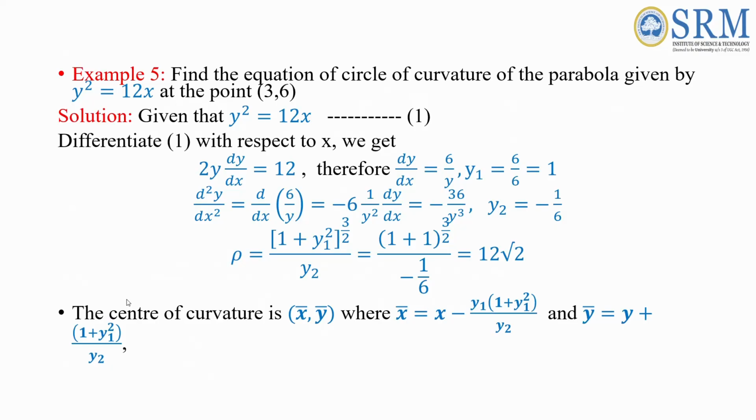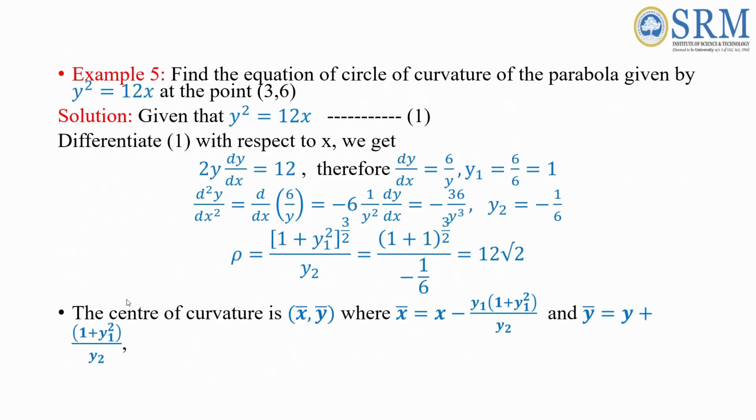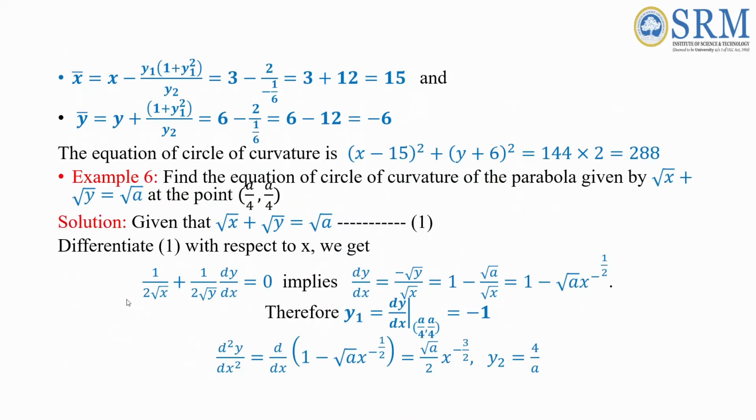Now the center of curvature is x bar, y bar, where x bar equal to x minus y1 into 1 plus y1 square upon y2, and y bar is y plus 1 plus y1 square upon y2. Replace the values of x, y, y1, y2, and we get x bar equal to 15 and y bar equal to minus 6. Therefore, the equation of circle of curvature is x minus 15 the whole square plus y plus 6 the whole square equal to 144 into 2. Why? Because the value of rho is 12 root 2, and whose square is 144 into 2, that is 288.